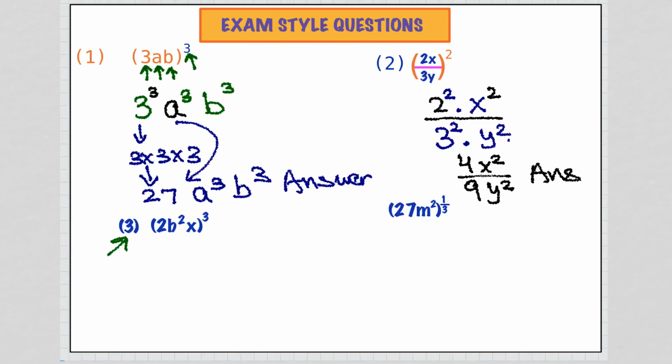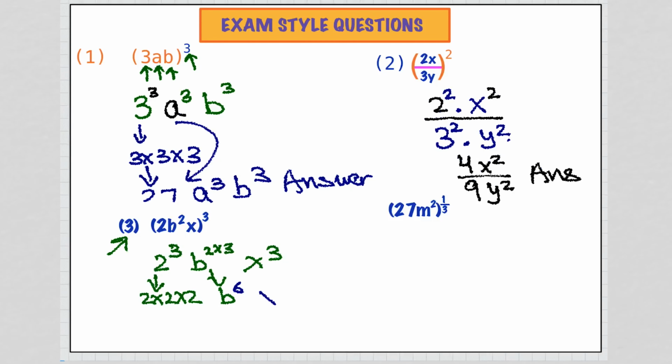Question number 3 now. Same thing, apply the power to every single term inside the brackets. 2 cube b, what will we do? 2 times 3, we always multiply, you know it, and then x cube. 2 cube is 2 times 2 times 2, and then b is b to the power 2 times 3, which is 6, x cube. Next step, 2 times 2 is 4 and 4 times 2 is 8, b^6 x cube. That's the answer. We can't simplify it anymore.